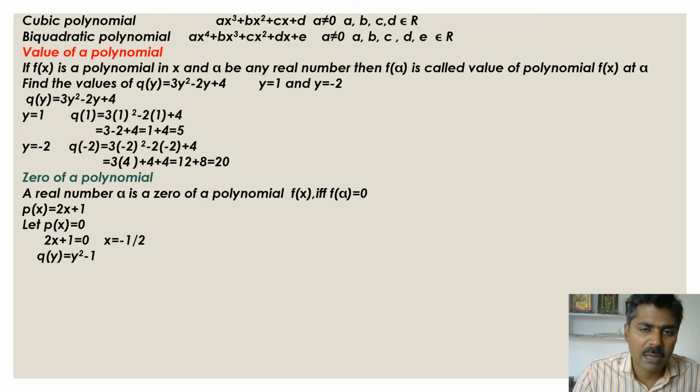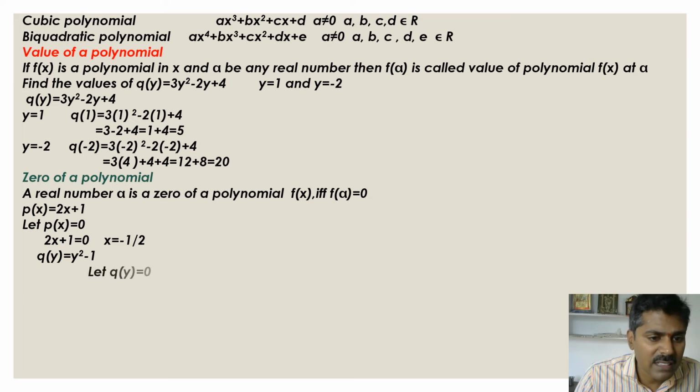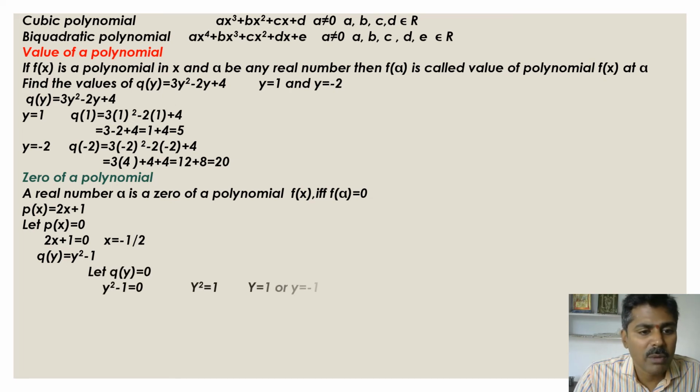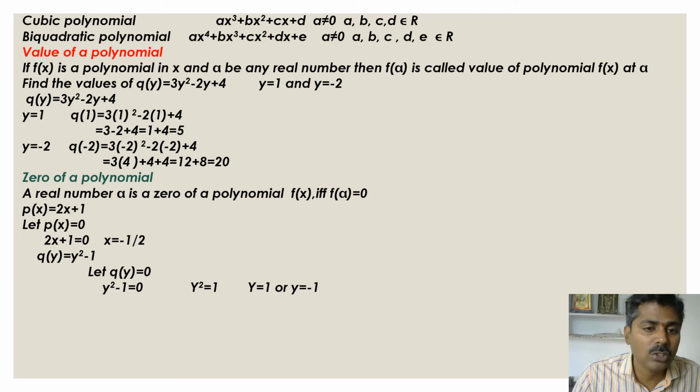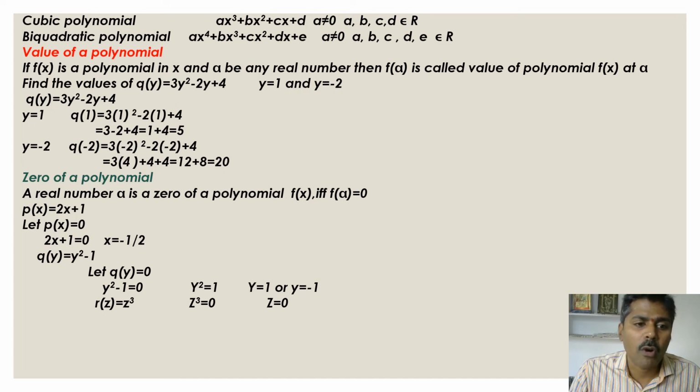If I go with another example, a second degree expression, quadratic polynomial, y square minus 1. Let q of y equal to 0. Y square minus 1 equal to 0. Then y square becomes 1. In the place of y, I can get 1 or minus 1. For both, it will become 0. So for a quadratic polynomial, I got two zeros. And if I go with the cubic polynomial z cube equal to 0, z equals 0. Here, you have to remember one thing. The values of the variable at which the polynomial is 0 are called the zeros of a polynomial.